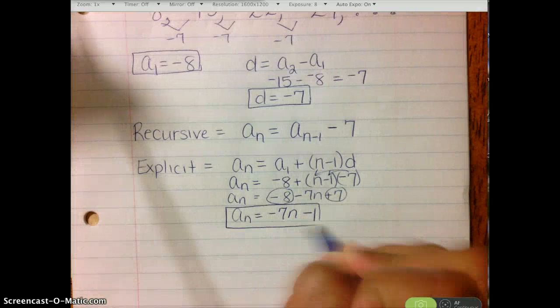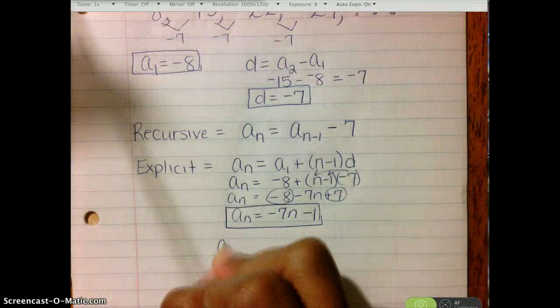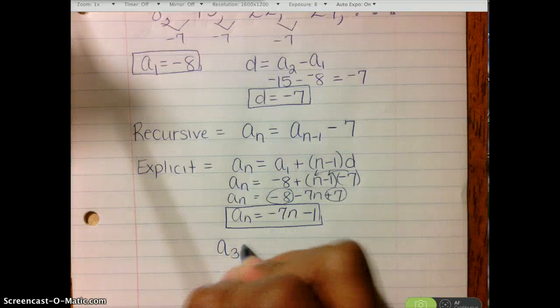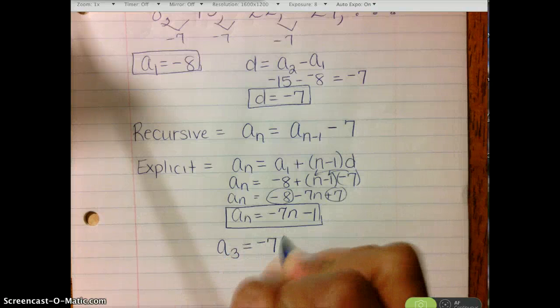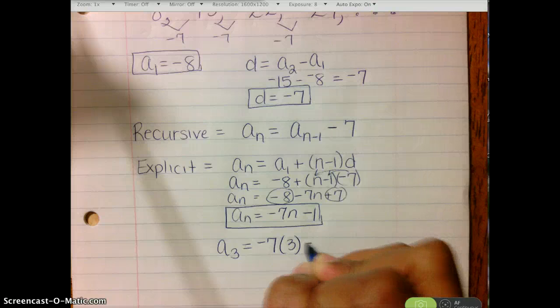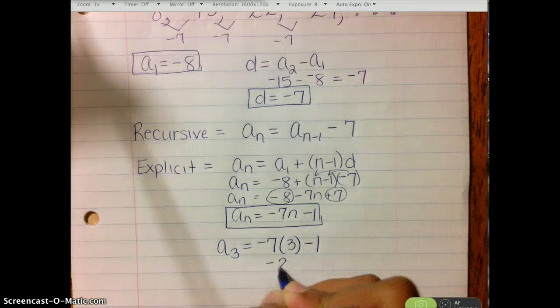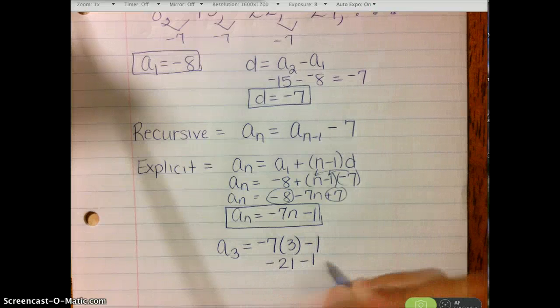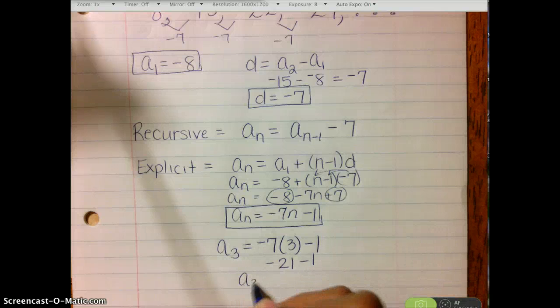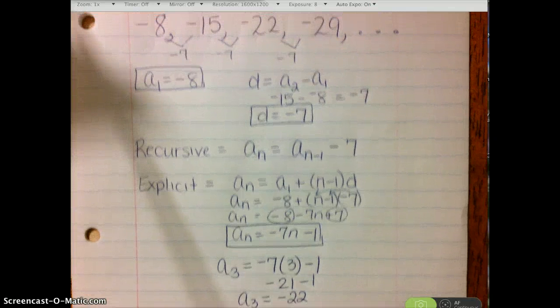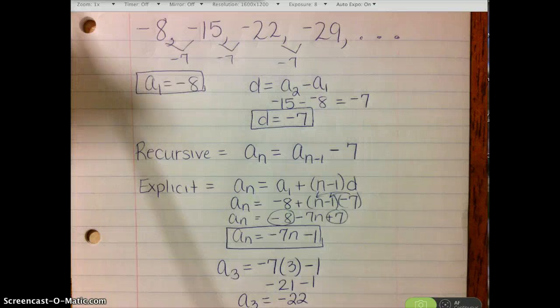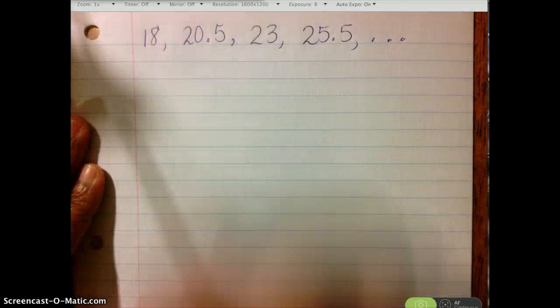Okay, to check it, let's find the third term. a sub 3 equals negative 7 times 3 minus 1, negative 21 minus 1. a sub 3 equals negative 22. And if we go back to the original sequence, the third term is negative 22, so that means that my explicit form is correct.